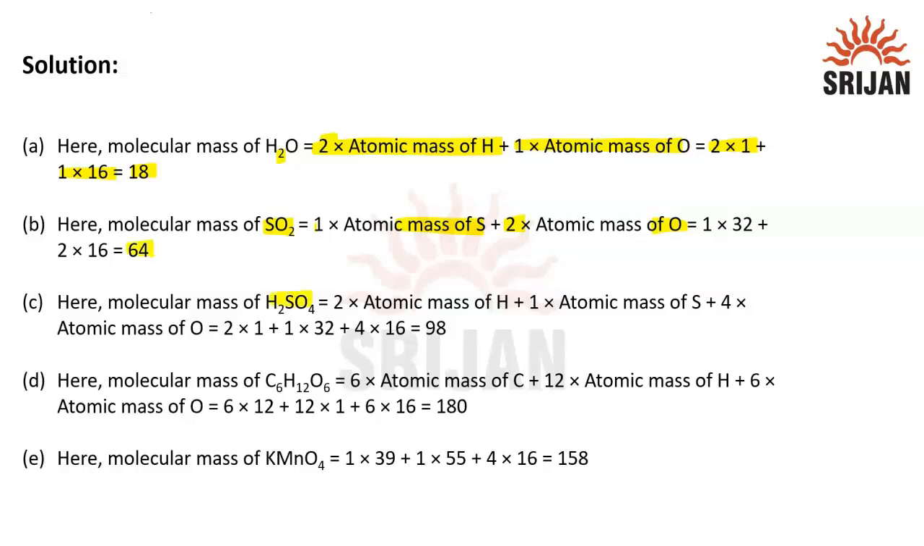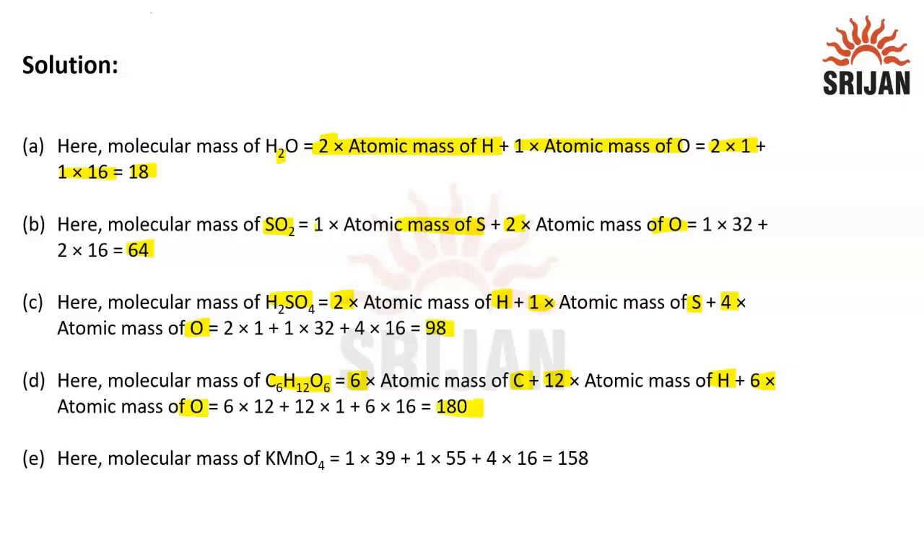Then here, H2SO4, what we are going to observe is 2 hydrogen atoms are there. So we will simply write 2 into hydrogen atomic mass. 1 sulfur is there and 4 oxygen are there. 1 sulfur and then 4 oxygen. And finally we will get 98. In C6H12O6 we have 6 carbon, so we will write 6. Then we have 12 hydrogen, so 12 into atomic mass of H. Then we have 6 oxygen, so 6 into atomic mass of O. And finally we will get 180.